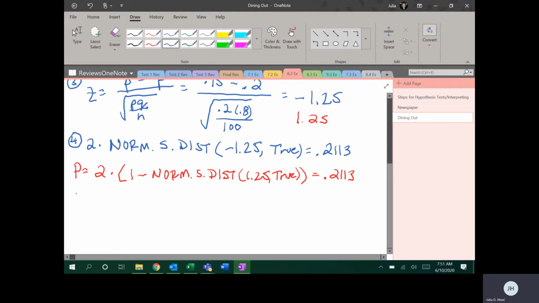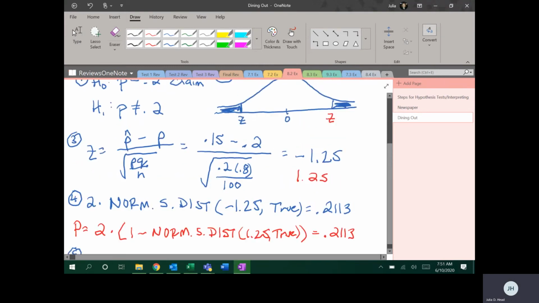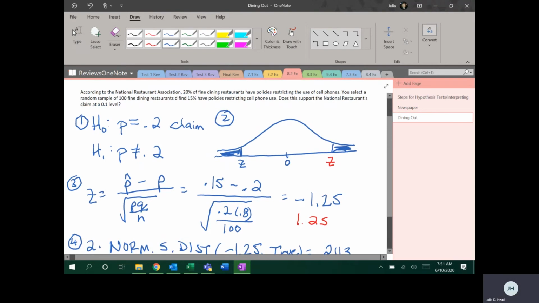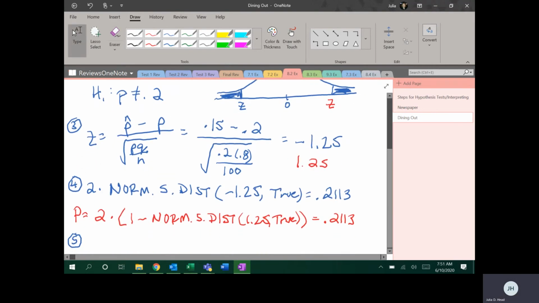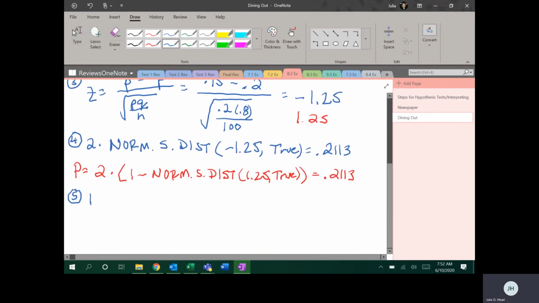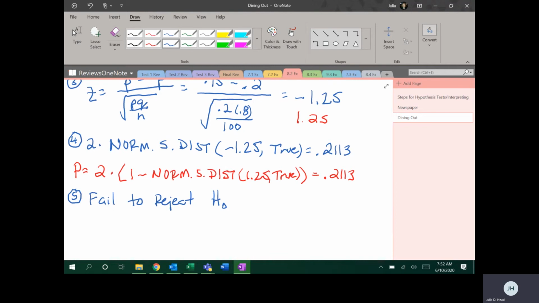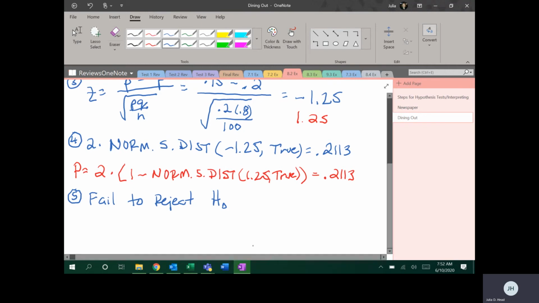So for step 5, our decision, 0.2113 is not less than 0.1, the alpha, or the level of significance. So we should fail to reject the null. Please make sure you never say fail to reject and then don't tell me what you're rejecting, because some people mean fail to reject the claim or fail to reject the alternative. So unless you tell me the null, I don't know what you mean.